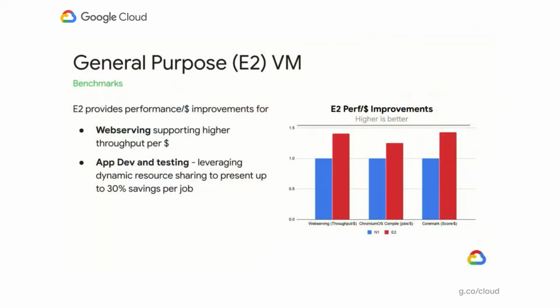To assess the benefits to your workload, you can look at the potential performance per dollar improvements shown on the slide. We're showing here examples of some benchmarks and how they leverage the E2 cost savings. For example, you can see approximately 30% higher throughput per dollar for web serving workloads. The same benefits are also available when looking at benchmarks that represent app and dev testing.